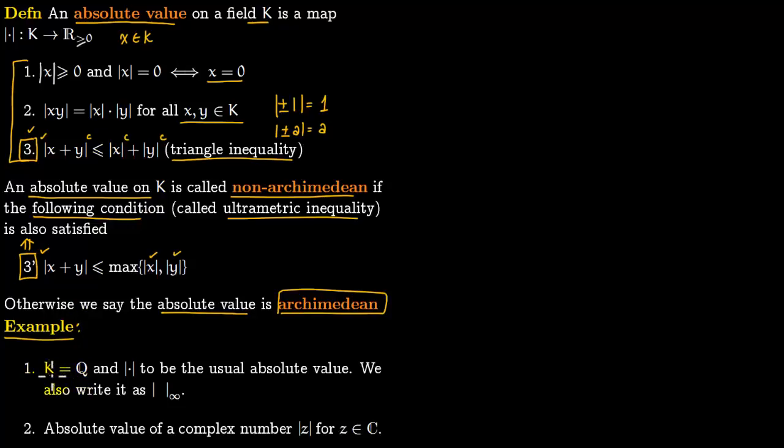Now let us come to some examples. The first example is that our field K is just the rationals, and the absolute value is our usual absolute value, which we write by putting infinity here. This is the standard absolute value which we use in real numbers. The second is the absolute value of a complex number, which is different from the usual value because this is the distance formula for our complex number a plus ib, so the square root of a squared plus b squared.